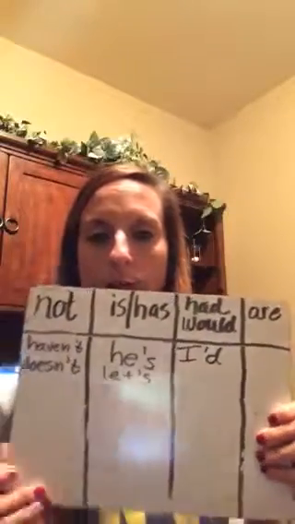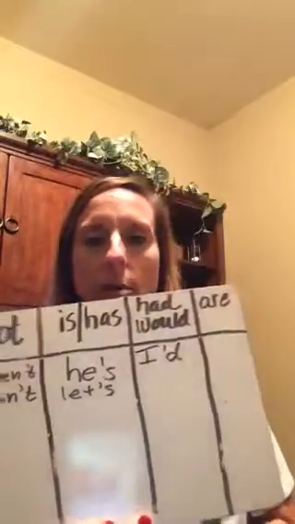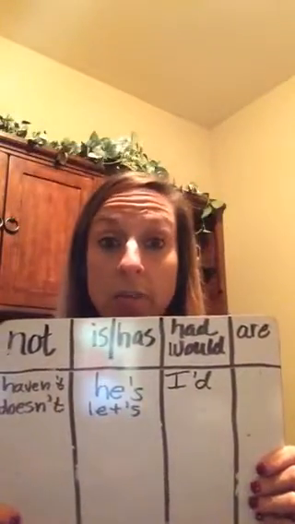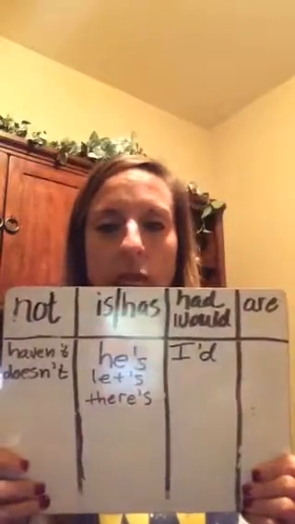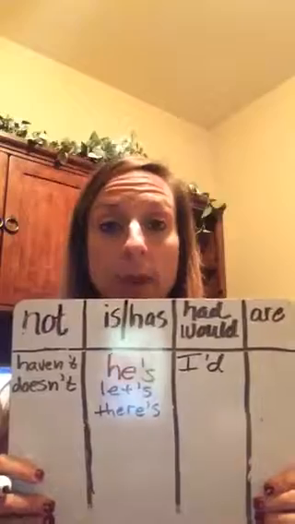Let's go to the grocery store. So let us go to the grocery store. Let's goes in the apostrophe S column. Okay. Now we have theirs. There's my best friend. Theirs. Where do you think theirs goes? Okay. Again, the S column. T-H-E-R-E apostrophe S. There is my best friend.